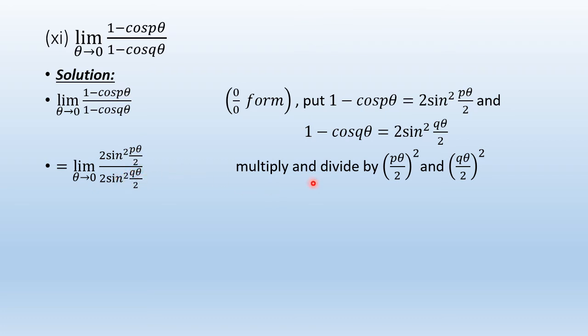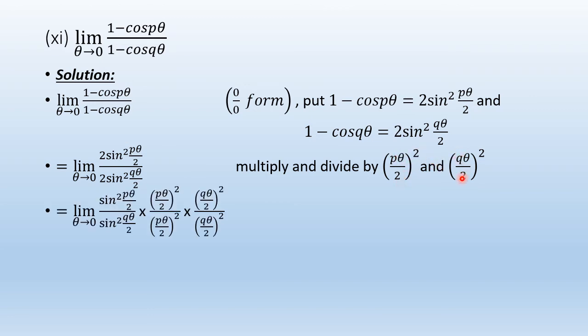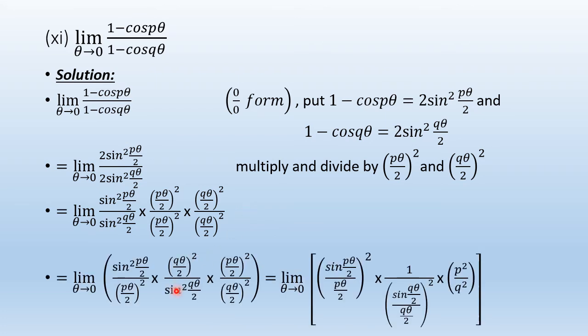Now we are going to multiply and divide by (pθ/2) whole square and (qθ/2) whole square. You can see it there. Multiply and divide by (pθ/2) whole square. Multiply and divide by (qθ/2) whole square. And now what we will do? We will write this (pθ/2) whole square under this sin² pθ/2, and this sin² qθ/2 above this (qθ/2) whole square, and the remaining (pθ/2)² and (qθ/2)² will be written separately here. You can see it like this.